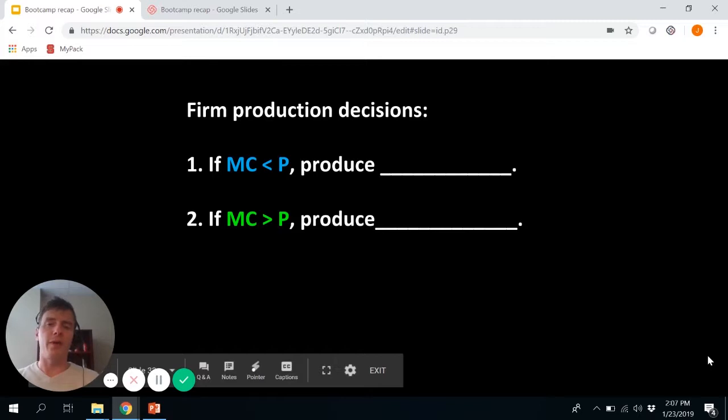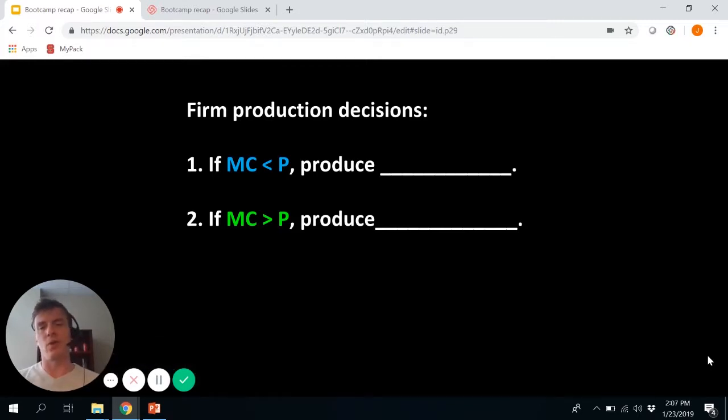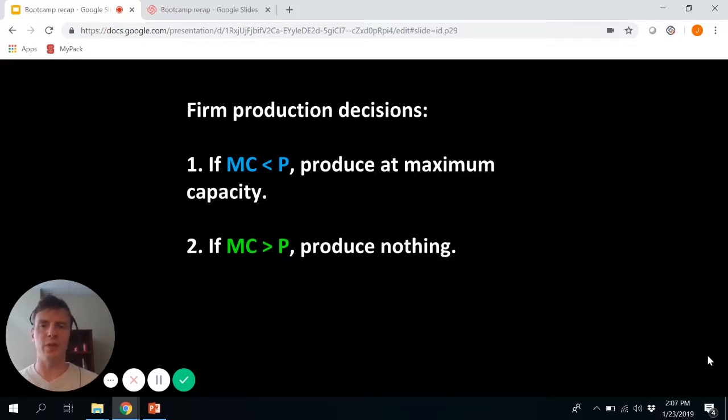And whenever the price is less than the marginal cost, that means they should produce nothing at all, because they would be producing and selling something for a price that is less than it actually costs them to manufacture it. So we can fill in these blanks here.